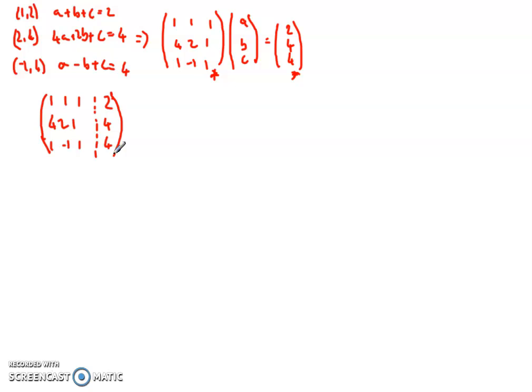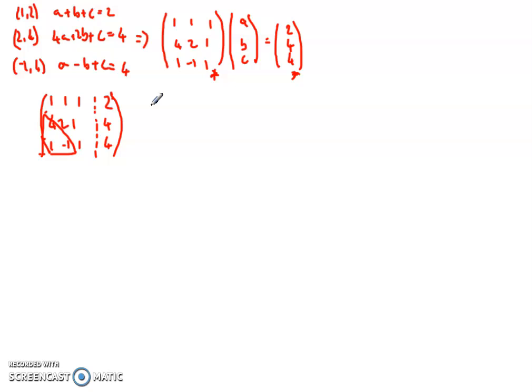Now I want to use this to solve it, and in order to do that, I'm going to turn it into what's called upper triangular form. If I turn it into upper triangular form, this little triangle of numbers here, so the x value in the second row and the x and y value in the third row, are going to be 0. If I can do that, I'll be able to read off a value for z, put it into the next one to get my y, and then put the z and the y in the top one to get my x.